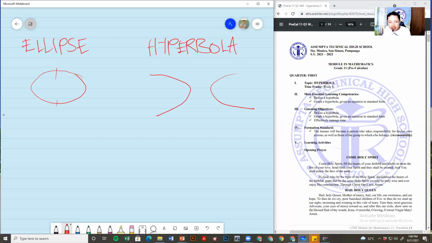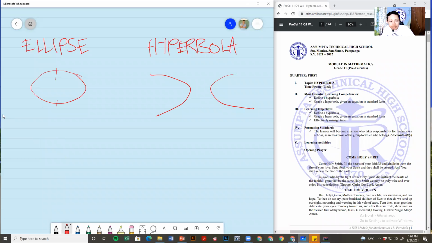If we have here a horizontal ellipse, we also have a hyperbola with horizontal transverse axis. We will get to know these terms later on. And if we have a vertical ellipse, we also have a hyperbola with vertical transverse axis. Okay, we will get to know them later.